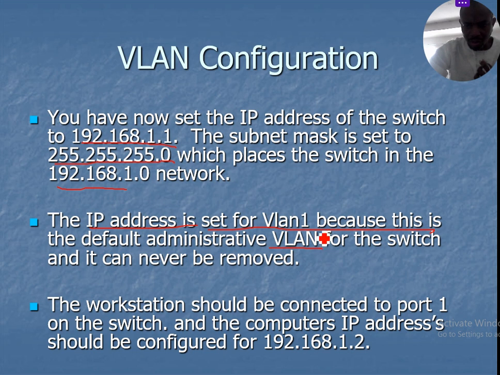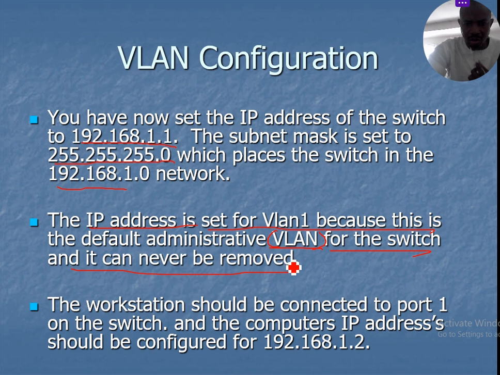There is a default administrative VLAN for the administrative department, for the IT department. Before you set the VLANs for sales, engineering, marketing, or any other VLAN that you want to set, you must configure the administrative VLAN first. So you enter this IP address to configure the administrative VLAN for the switch. This is the administrative VLAN, it can never be removed.